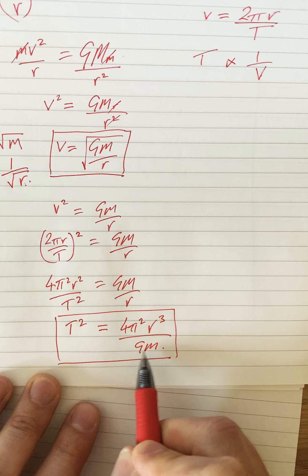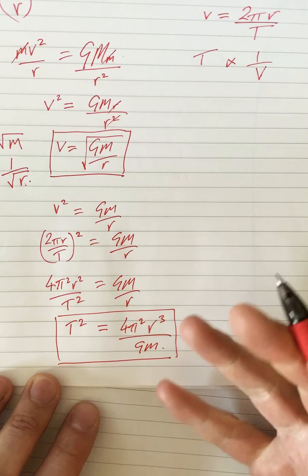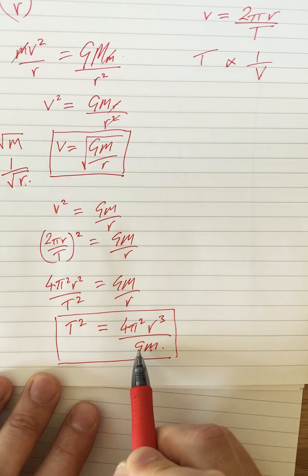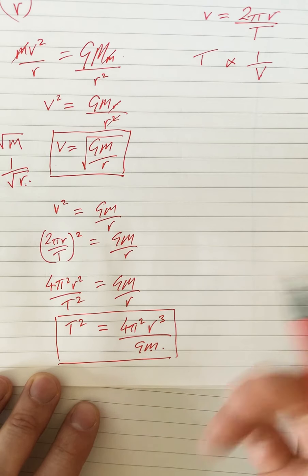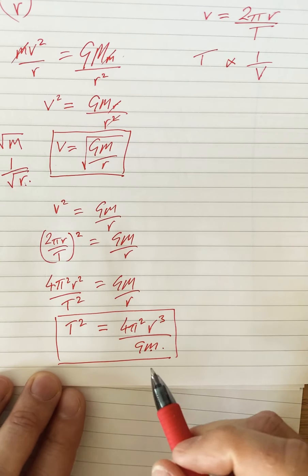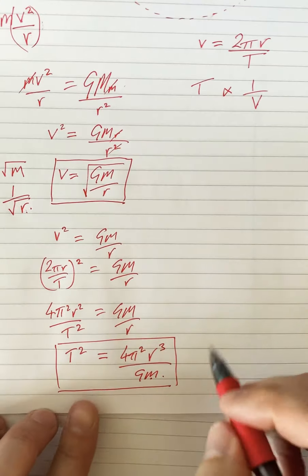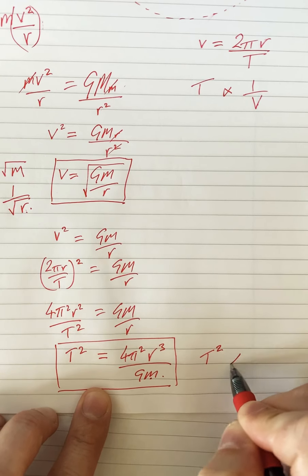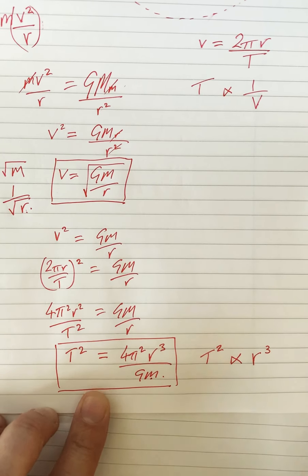The 4π² over GM is a constant for the planet, because that M is not going to change. G, the gravitational constant, is not going to change. 4 and π² are not going to change. So what we're suggesting is that T² is proportional to r³.